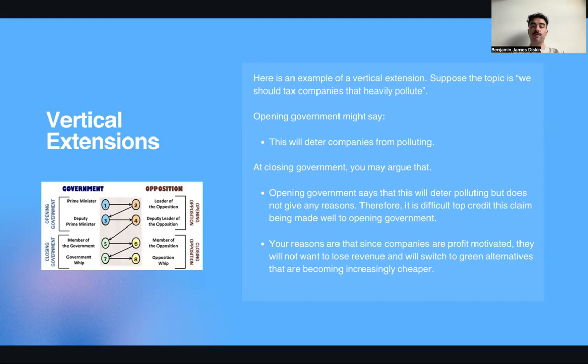However, you could provide reasons such as that because companies are profit motivated, they will not want to lose revenue and will switch to green alternatives, which is a new reason that proves that companies will no longer pollute, which is a very important claim in the round.